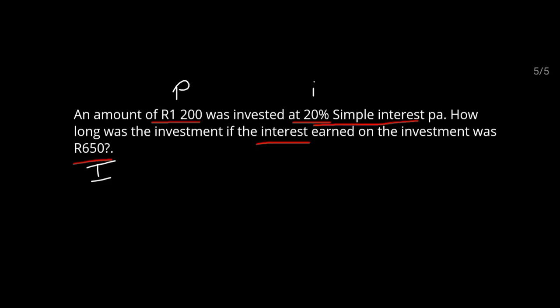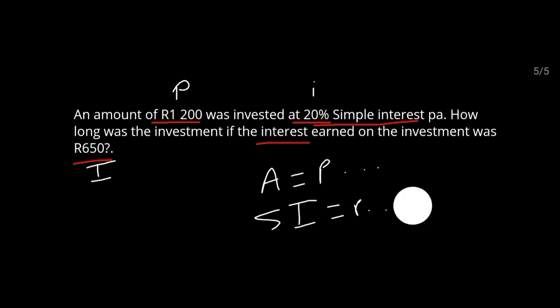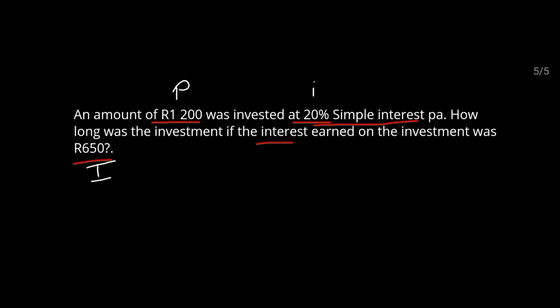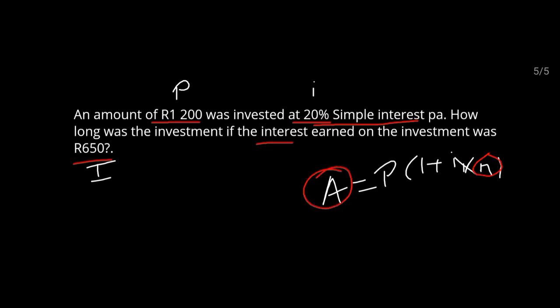Because we have A is equal to P, and then SI is equal to P, blah blah blah. So which one are we going to use? Look at the formula A is equal to P into 1 plus I times N. We can't use this formula because there are two unknowns. We don't know A, we don't know N. So we can't calculate, we can't use this formula.